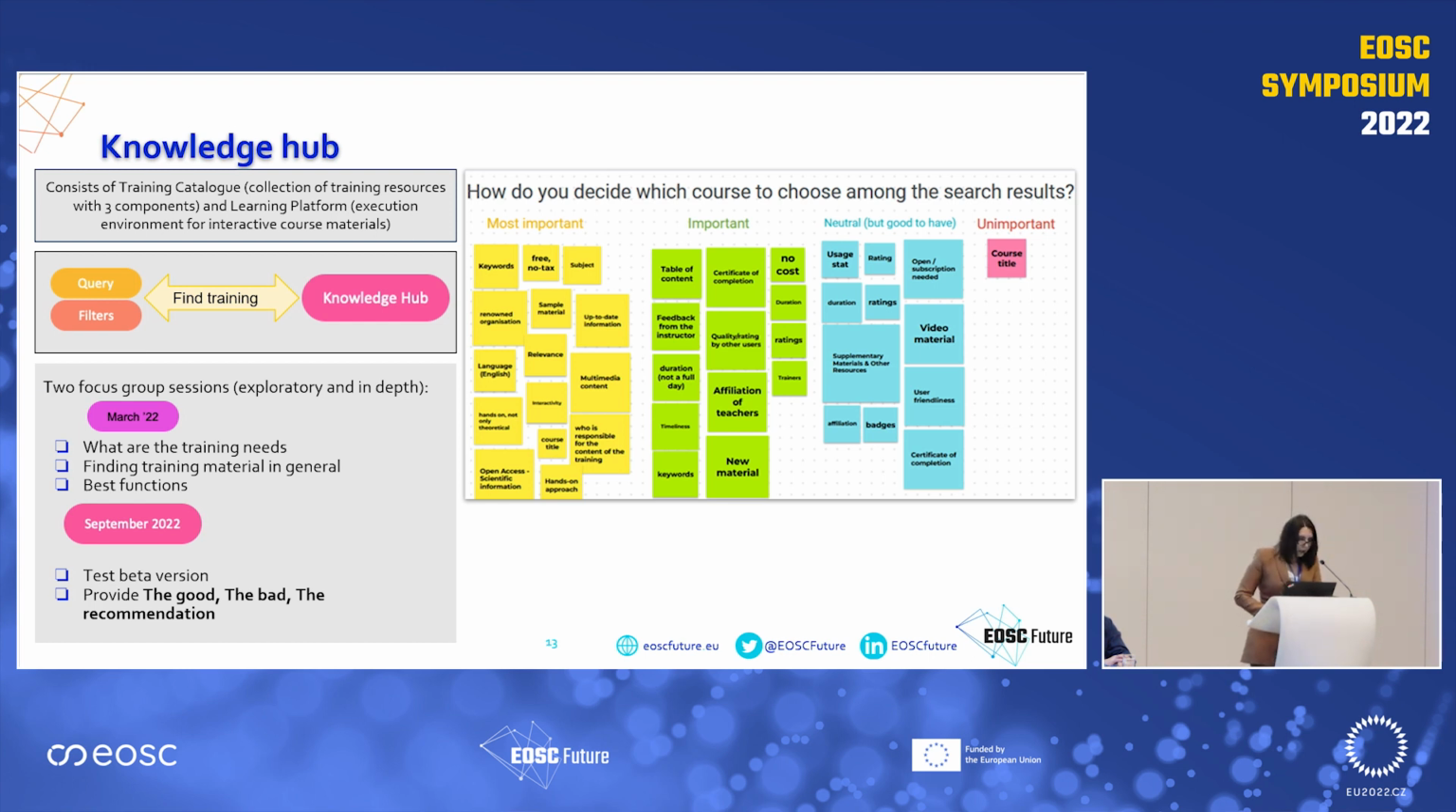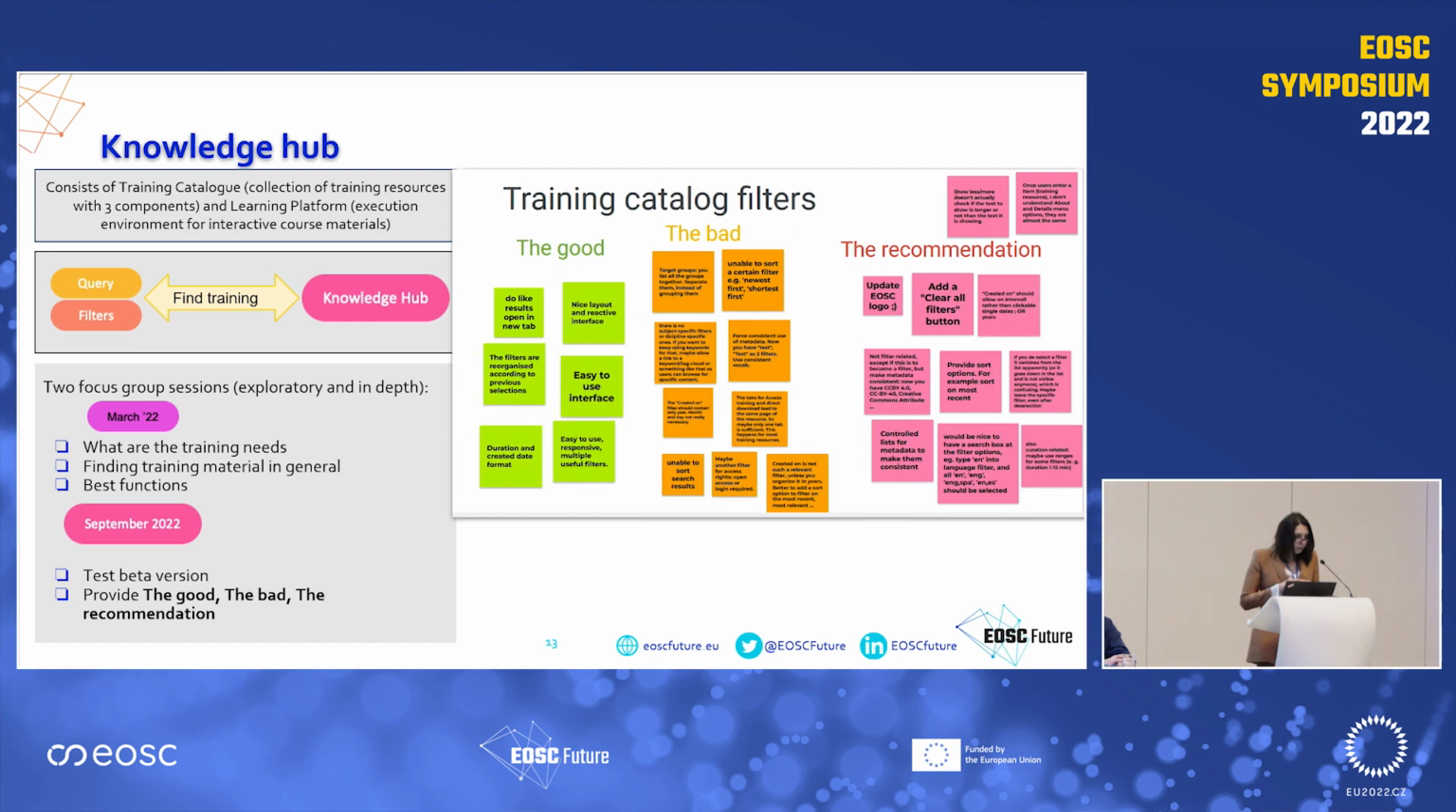Based on the findings of this first session, a beta version of the training catalog was created, and in September a new focus group was held. We asked them to test this beta version, and also to tell us what is good, what is not that good, and if they have any further recommendations for us.